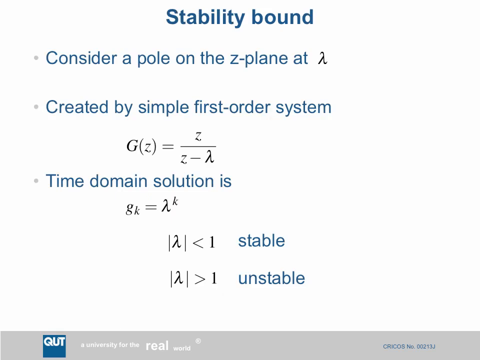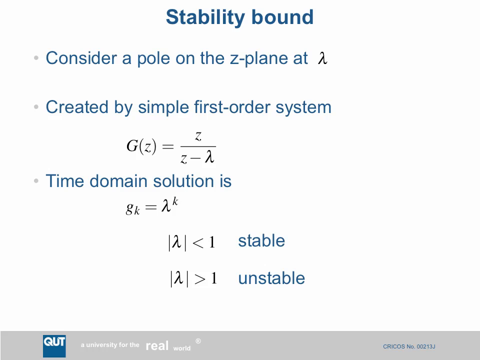I mentioned before about stability. Let's consider a pole on the z-plane at the location lambda. Now, lambda can be a complex number or it can be a real number. So what we'll do is we'll create a simple first order system, and we describe it here as z over z minus lambda. So this system has got a pole at z equals lambda, exactly the specification that I gave above. Now, the time domain solution for this z domain expression is the number sequence g_k equal to lambda to the k. So clearly, if lambda has got a magnitude bigger than 1, then at each time step it's going to get bigger and bigger and bigger.